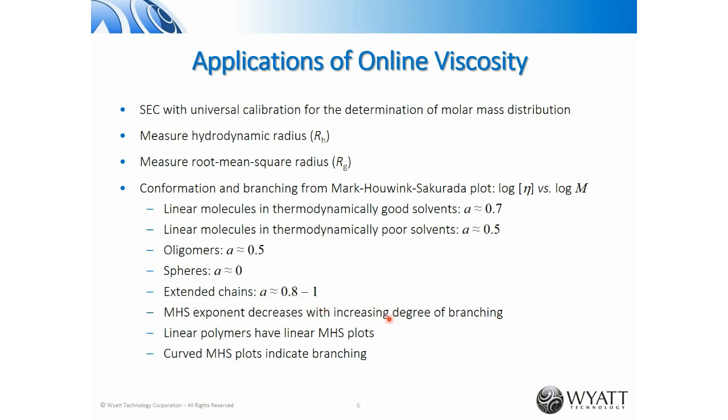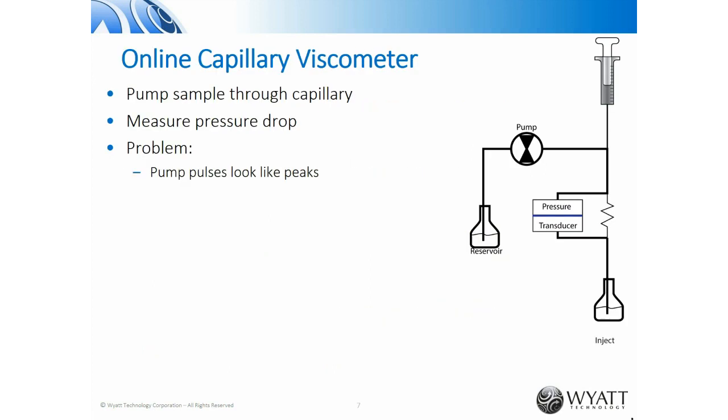And in general, the Mark-Houwink-Sakurada exponent decreases as you add more branching. So this is a way of asking, for example, if you go from linear to branched, how much branching there is. You can actually extrapolate or measure the number of chains per mass and estimate their length. So linear polymers typically have linear Mark-Houwink-Sakurada plots, and curved plots indicate the presence of branching.